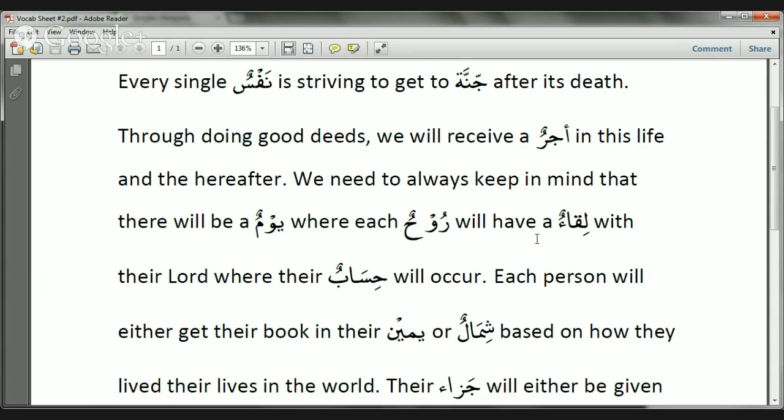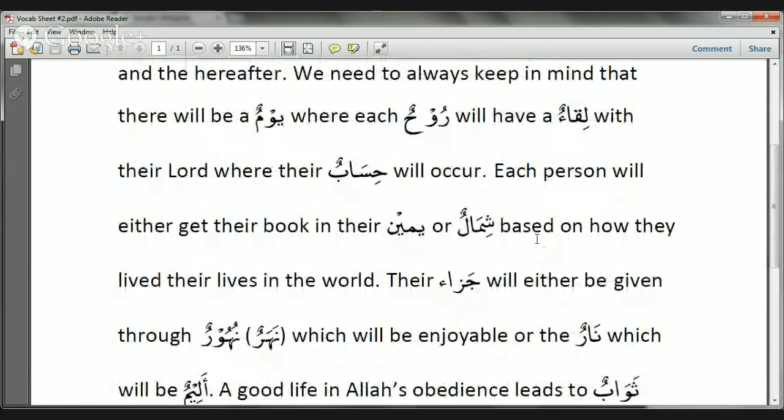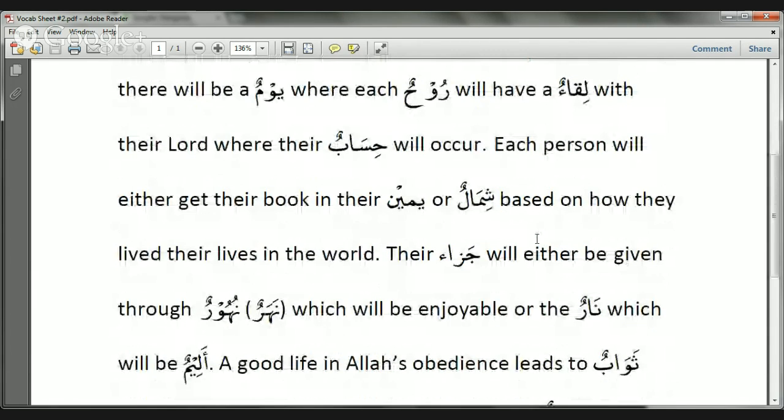I want you to circle rivers, okay? Not river. It's the plural. Nuhur is rivers. Now next to it I wrote nahrun, which is the singular, but you're not responsible for that singular word. I just wrote it for the meaning's purpose. Through rivers, plural. So if you write river on the exam, I will mark it wrong. Their jaza will either be through nuhur, which will be enjoyable, or the nar, the fire, which will be alim, which means painful.